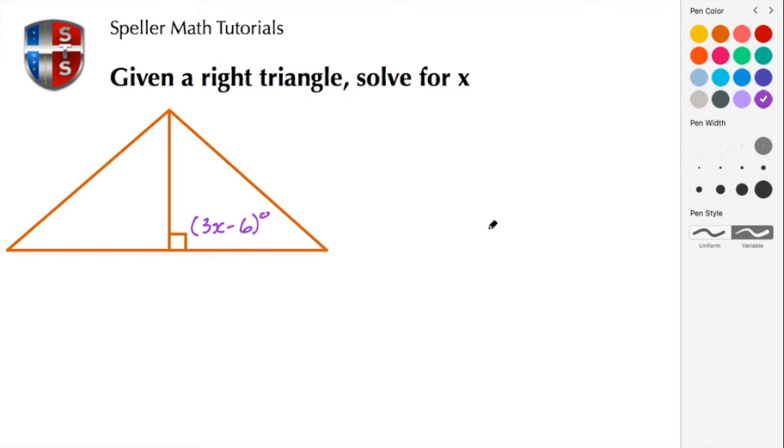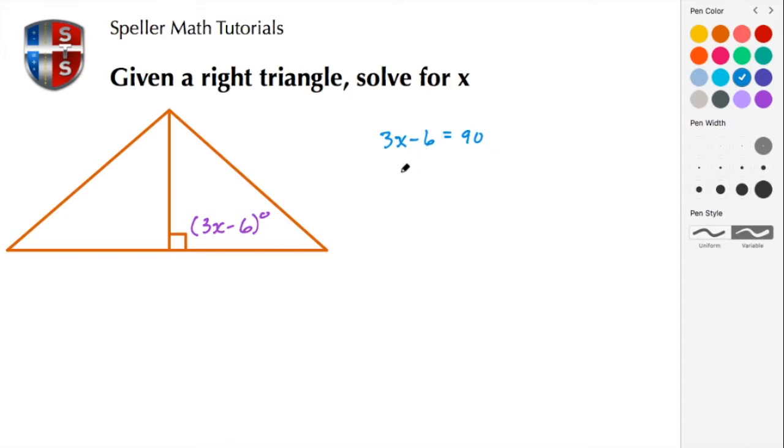So here we have a larger triangle that's comprised of two smaller triangles, and those two smaller triangles have right angles. Here we see an expression for that right angle, which is 3x minus 6. So let's rewrite that, 3x minus 6. And remember that a right angle or a right triangle measures 90 degrees. So we're going to set this expression equal to 90, and then we're going to solve for x.